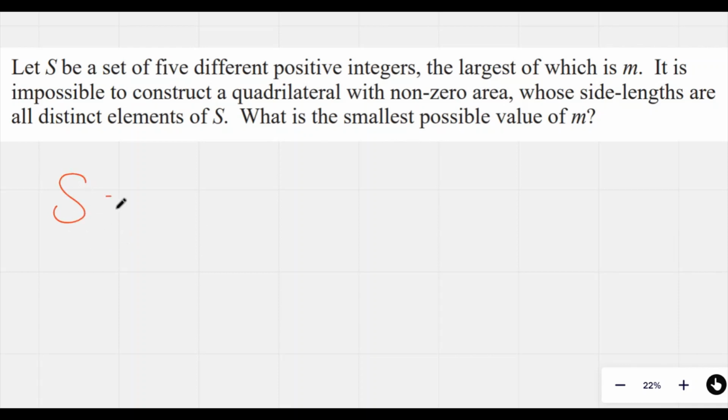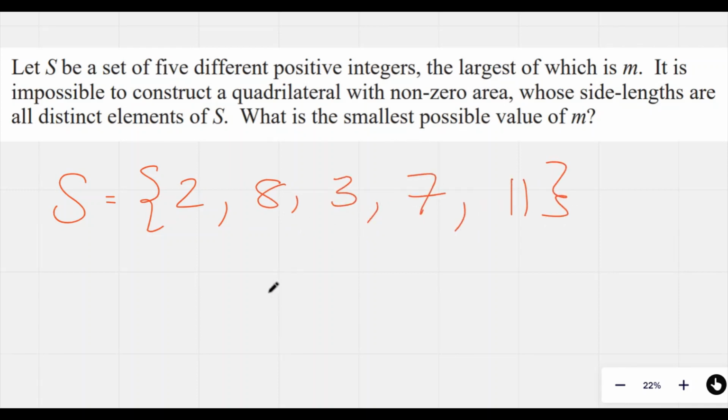So we have a set S, maybe with some different positive integers in, maybe 2, 8, 3, 7, and 11. And these are the 5 different positive integers in S, and we're told that we can't construct a quadrilateral with non-zero area using these numbers as the side lengths. It turns out that this S is actually no good because we can easily construct a quadrilateral with these as the side lengths. Maybe the base here would be 8, maybe this side length here would be 7, maybe 2 here, and then 3 here. So it doesn't have to be regular or have any certain properties apart from being a proper quadrilateral.